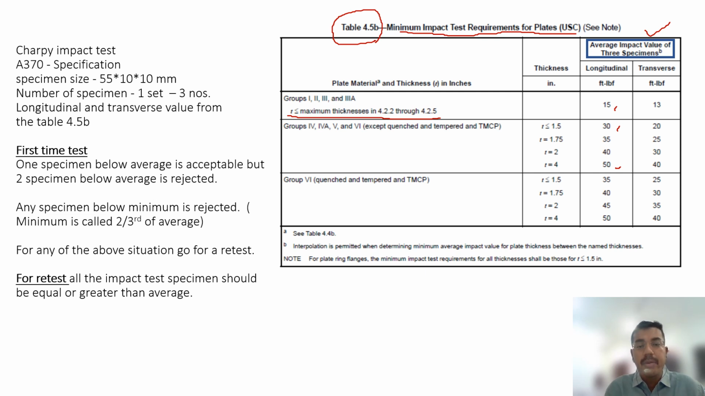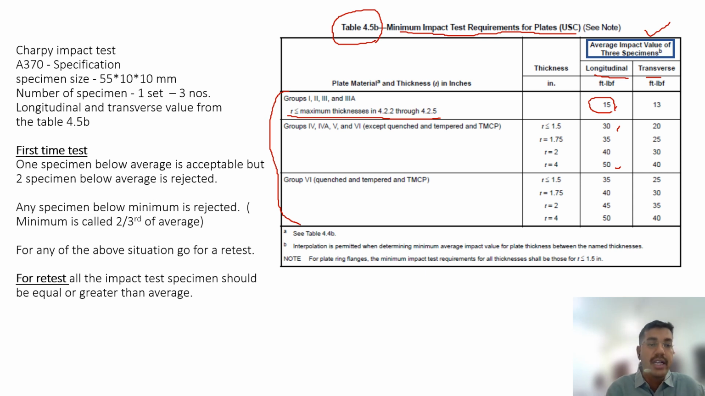As I told you, in API 650 the group is different, it is group 1 to group 6. So for lower grade I told group 1 to group 3A. For lower grade, what is the average impact value, it is mentioned here. Okay, there are 2 ways, longitudinal and transverse. Longitudinal, if the impact test is done in the lengthwise direction, and transverse if it is done widthwise. So for that reason the average values are already given. Based on that you have to find out your specimen and take the readings, then you have to find out whether it is accepted or rejected.